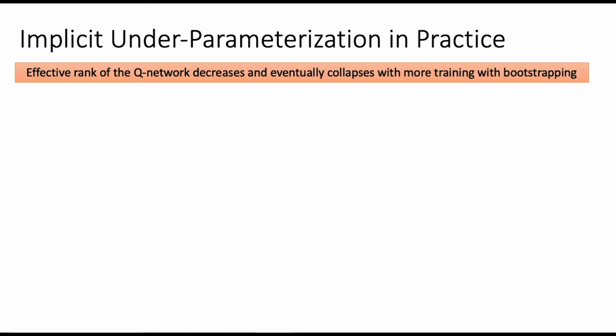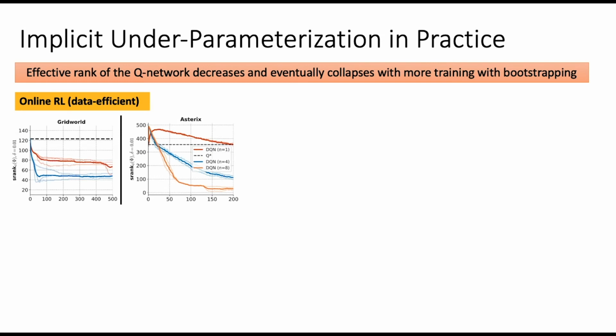So how does the implicit under-parameterization phenomenon happen in practice? What we found with our experiments is that the effective rank of the Q function features decreases and eventually collapses when we do more training with a bootstrapped objective. In particular, in an online RL scenario, where we hope to be data efficient, taking more than one gradient update per data point, we find that the effective rank of the feature matrix generally degrades due to training. And when more updates are performed per unit data, this degradation is faster than when fewer updates are performed.